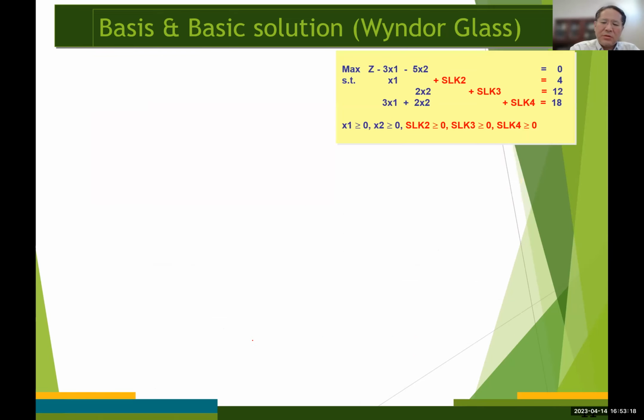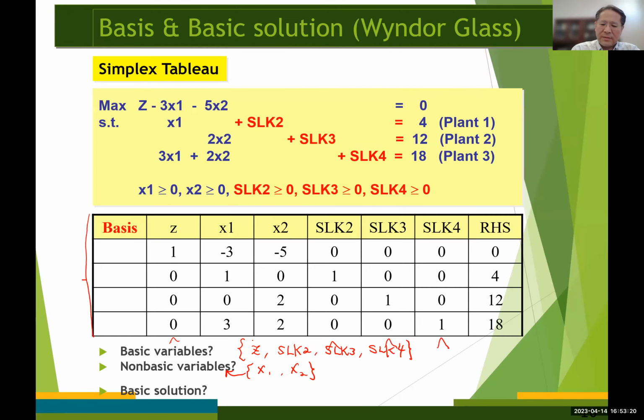Usually we don't include the objective function value g in the basic variable set, so let's take it out. But it's okay if you include it, I do understand.